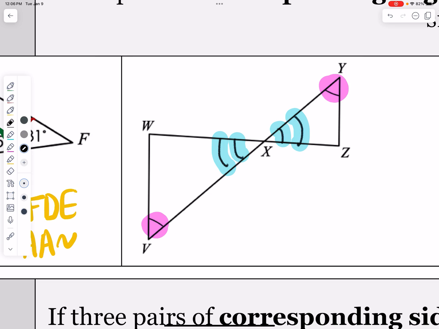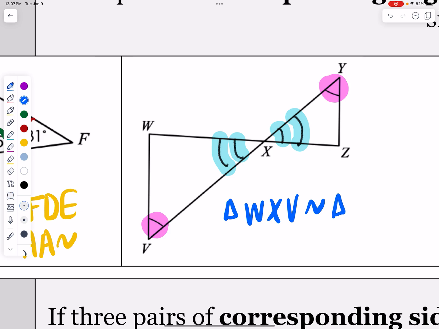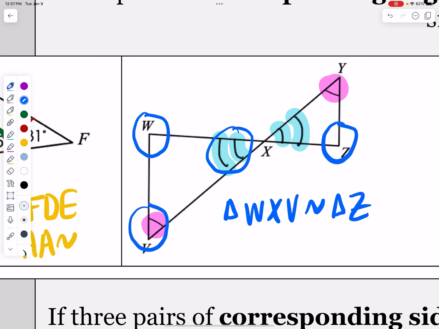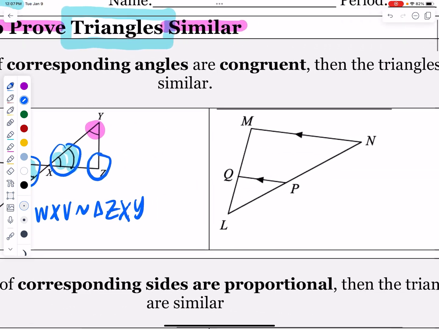And so now I have two sets of angles marked as congruent, a set of blue and a set of pink. So I can say that these triangles are similar to each other by angle similarity. Let's say you went WXV. Triangle WXV would be similar to, WXV goes from no marks to two marks to one mark. So no marks would be Z, two marks would be X, one mark would be Y. So those are similar to each other by the angle similarity shortcut.